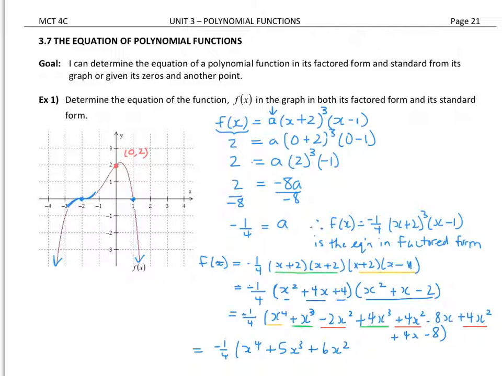And then let's see what we have next. We have a minus 8x and a plus 4x. That would be minus 4x when I collect those. And then we still have a minus 8 on the end. And then we can multiply everything by negative 1/4.